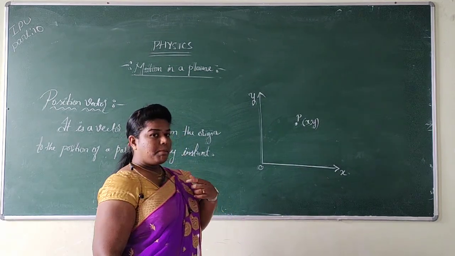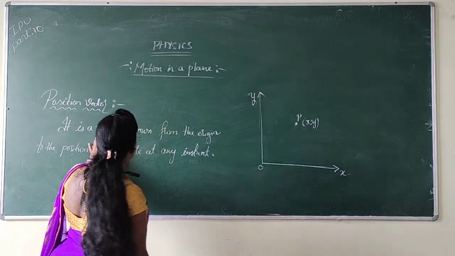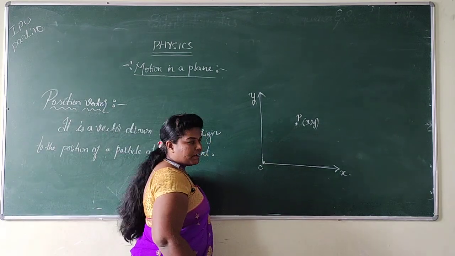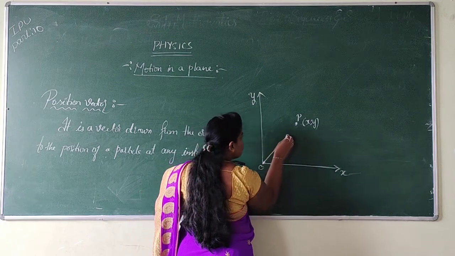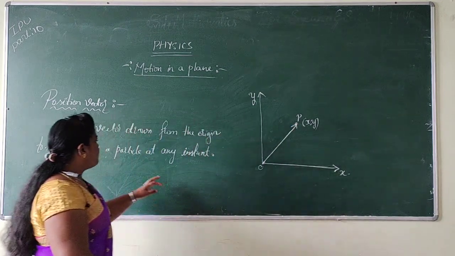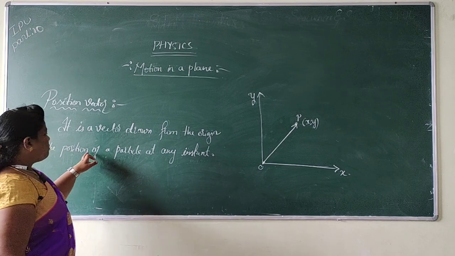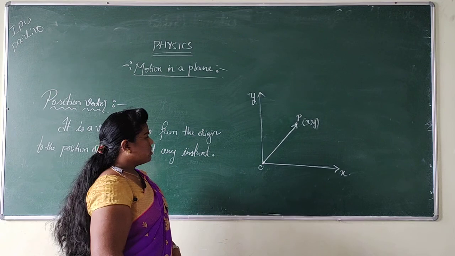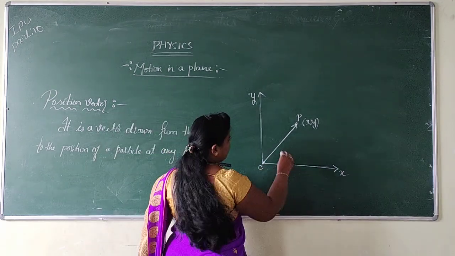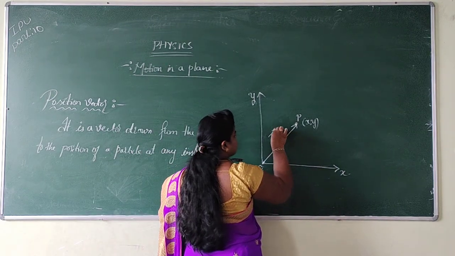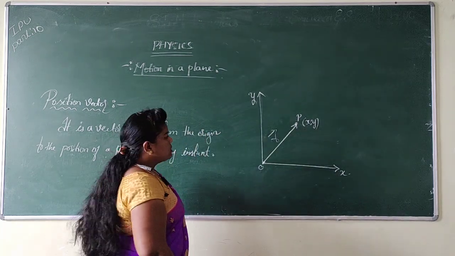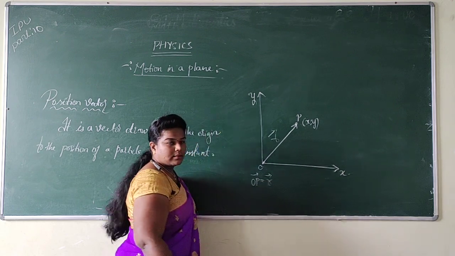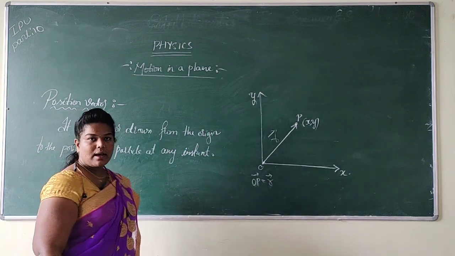Then what is a position vector? It is just a vector drawn from the origin, to the point where the particle is present at that particular instant. This is the position vector. The position vector is represented by the symbol small r, so OP can be written as vector R.